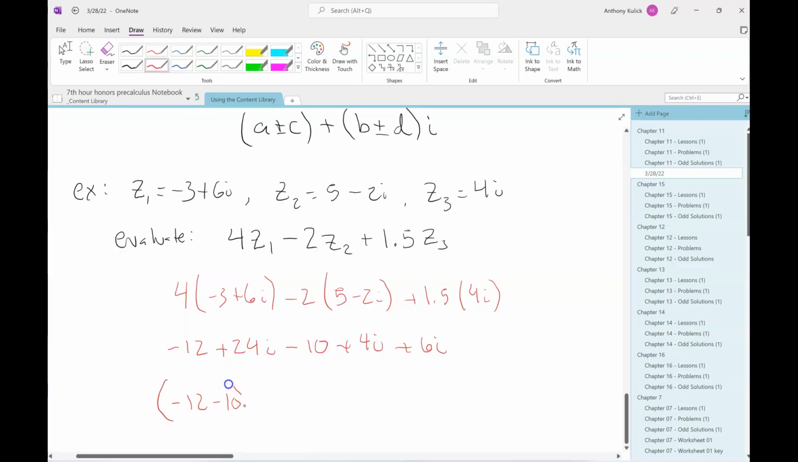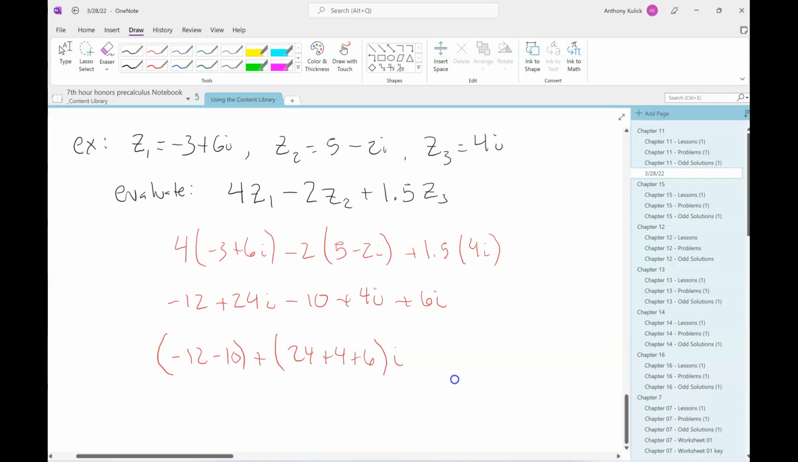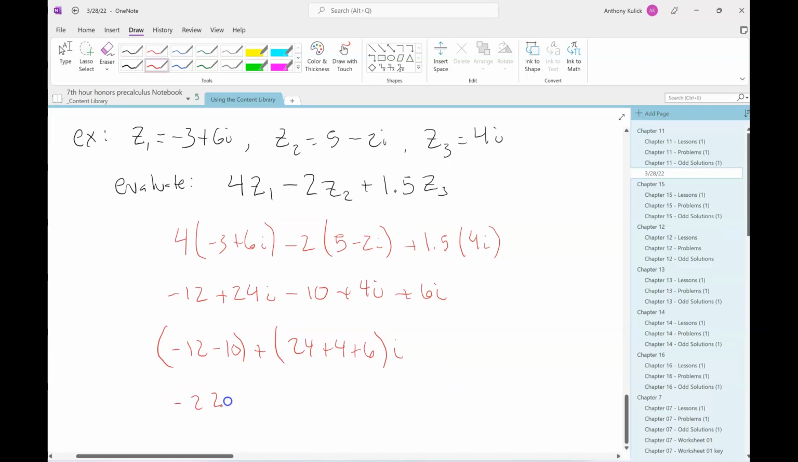Then we'll take the real pieces and combine those together, and then the imaginary pieces and combine those together. And ta-da! This is pretty easy, right? It looks a lot like what you do in an Algebra 1 class with X's there instead of i's. Doesn't it? Yeah, no big deal, right?